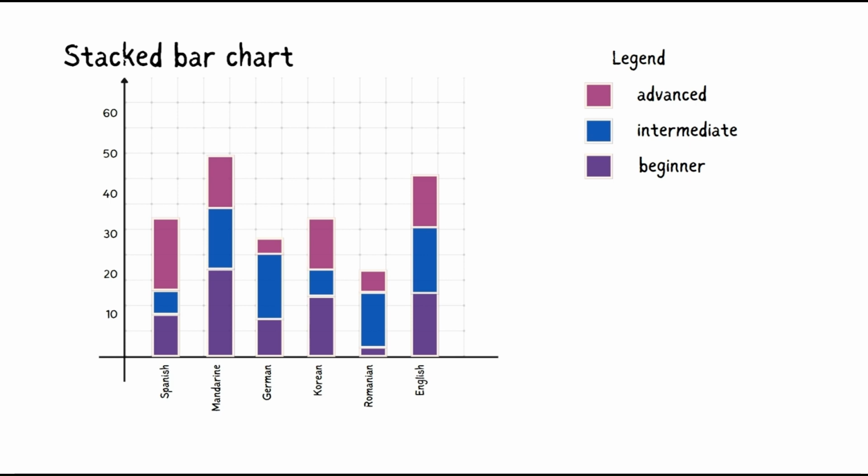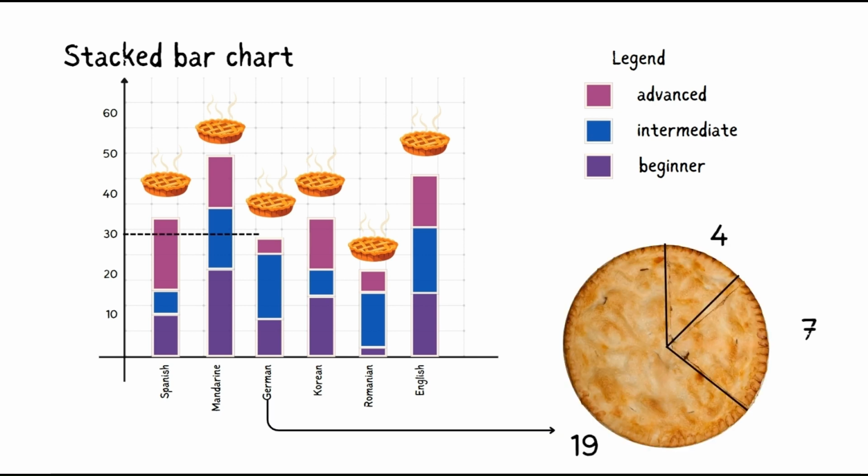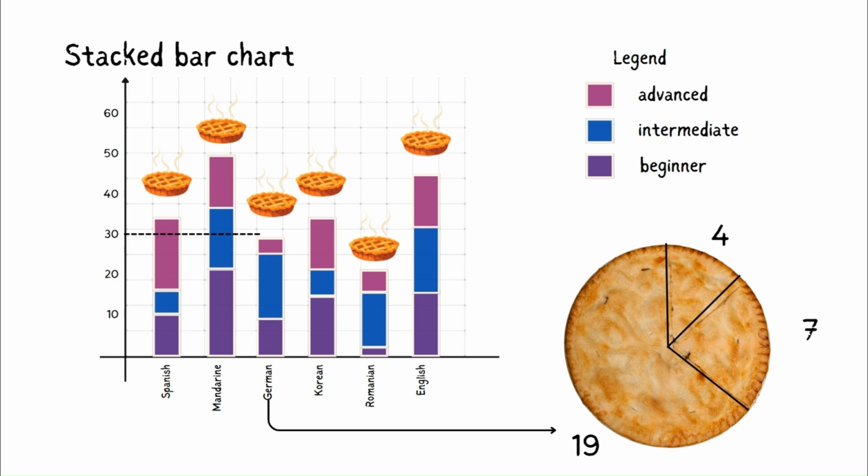To wrap our heads around how to do it, we can think of each language class as being a delicious apple pie cut in 3 slices. The size of the slice is proportional to the number of students in each level. For the German full pie, 100% represents its 30 registered students, with the smallest slice being represented by the 4 students enrolled in the advanced class, the next one by the 7 students enrolled in the beginners class, and the biggest slice representing the 19 intermediate students.